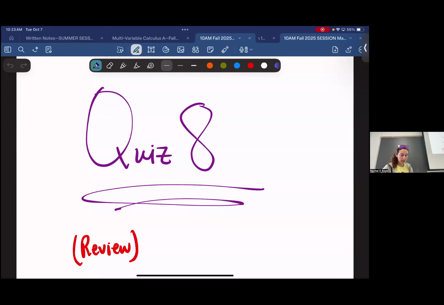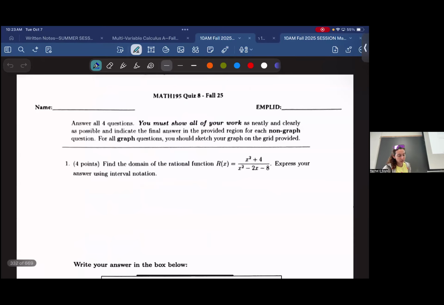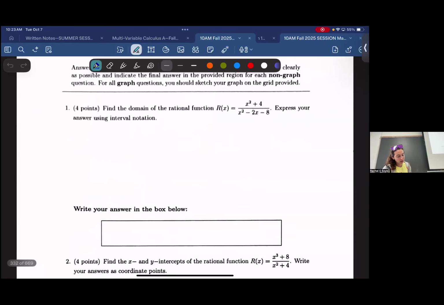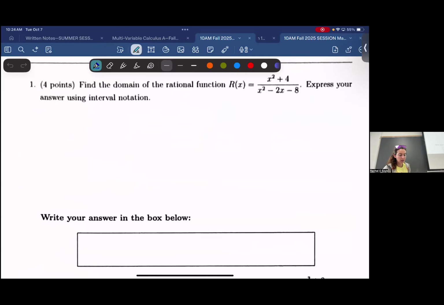So, quiz 8. First question starts off with finding the domain of the rational function x squared plus 4, all divided by x squared minus 2x minus 8. And we want to express our answer in interval notation.